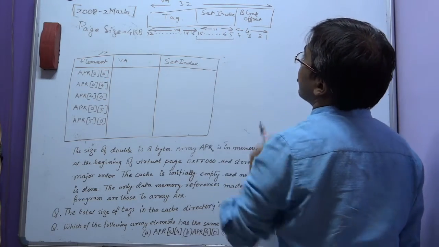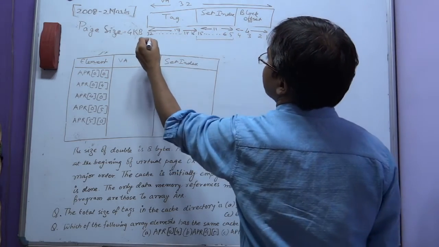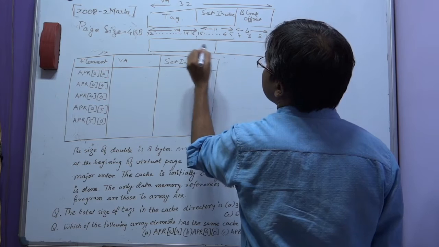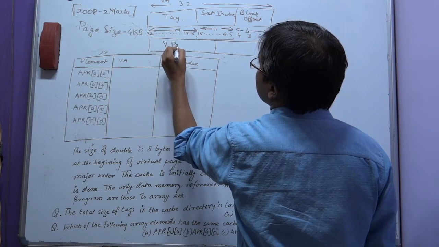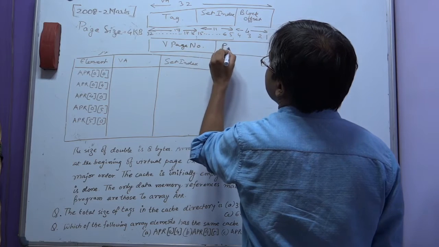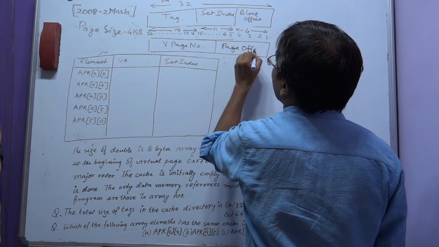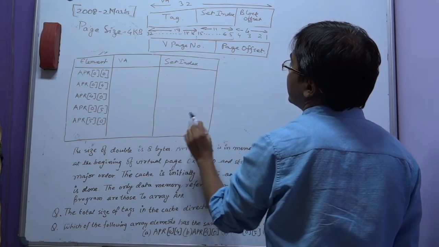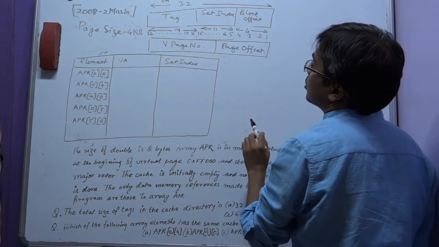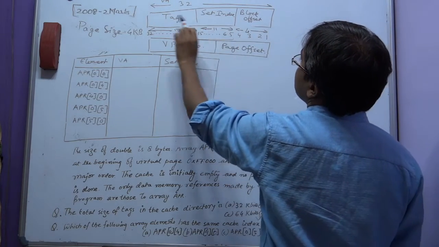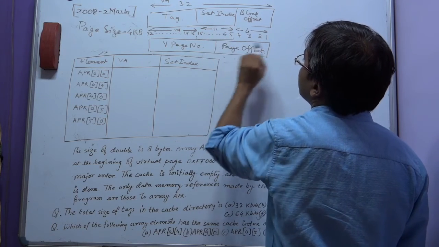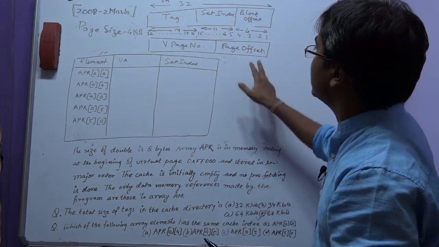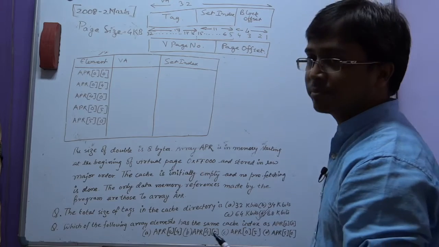So another division of virtual address, from the point of view of indexing into the page table, is virtual page number and page offset. This is another division of virtual address, right? By using this virtual page number we can index into a page table, whereas by using the set index, by using this division, we can index into a cache, right? This is for indexing into page table, this is for indexing into cache. So these are different divisions of the same address, right?